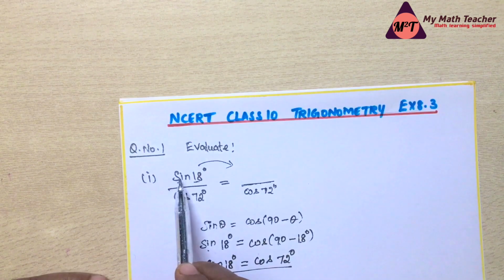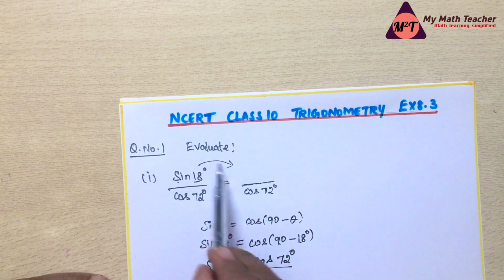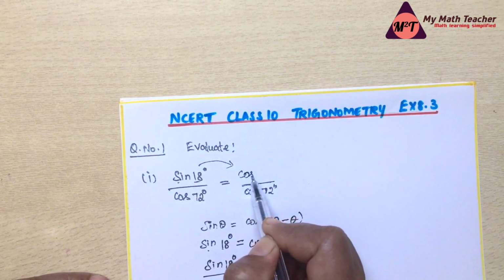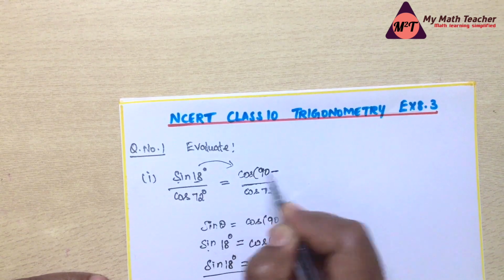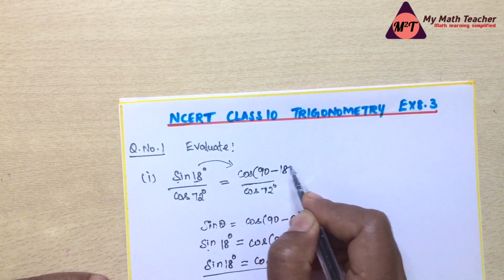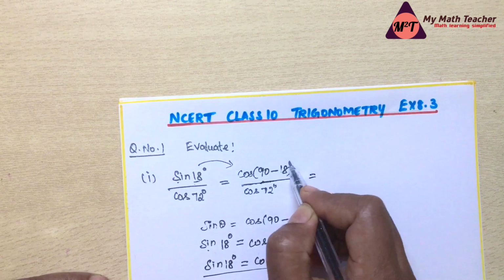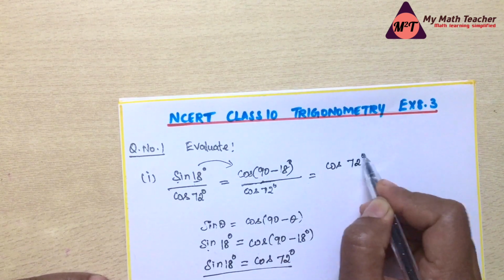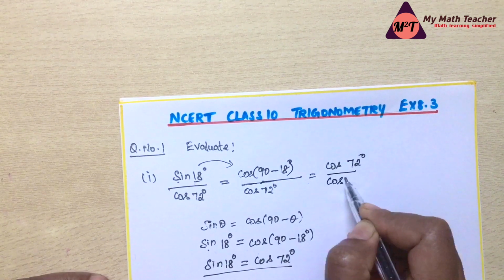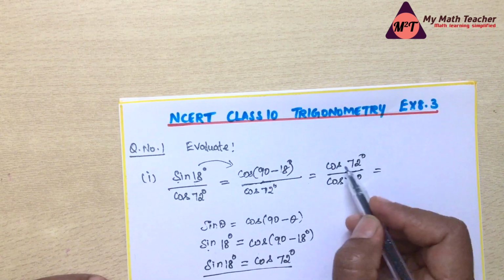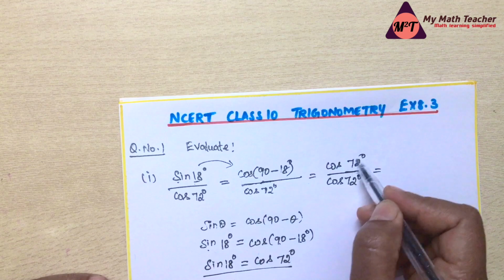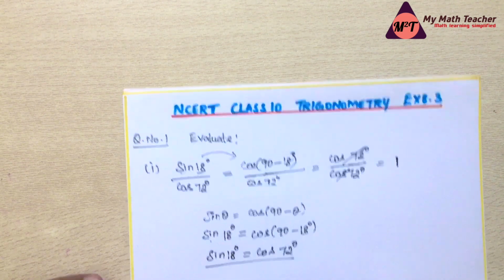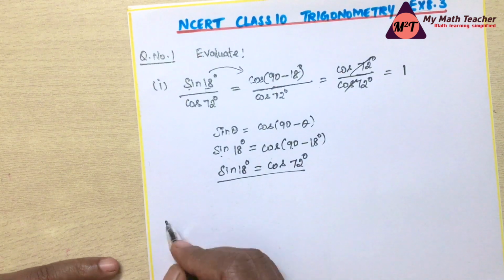So from this step we have to do the conversion, that is sine 18 will be cos 90 minus theta. Theta is 18 here, which is equal to cos of 90 minus 18, that is 72 degrees, divided by cos 72 degrees. So when cos 72 is divided by cos 72, we will have the answer as 1. This is the answer. Now the second subdivision.